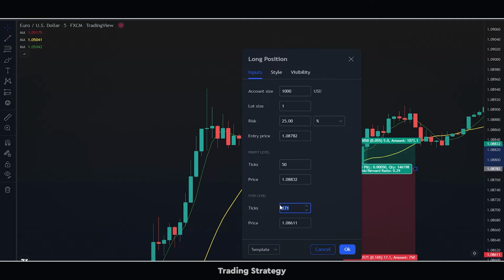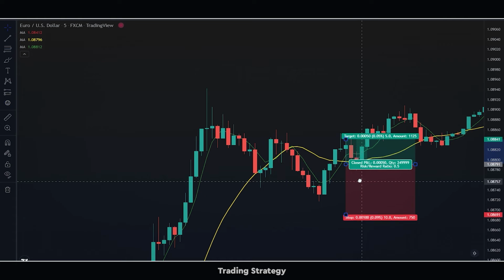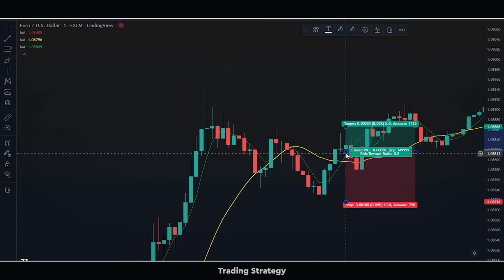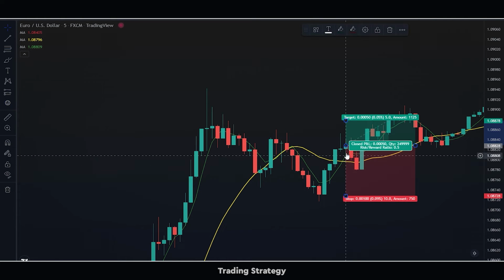We will put a stop loss at 10 pips and a take profit at 5 pips. All that remains is to wait for the price to touch our stop loss or take profit.